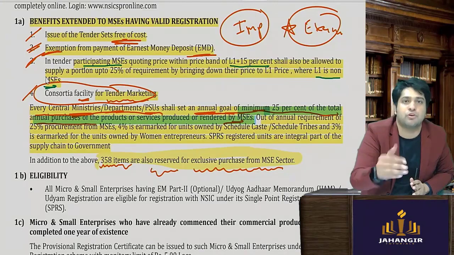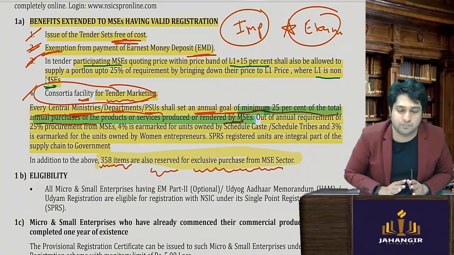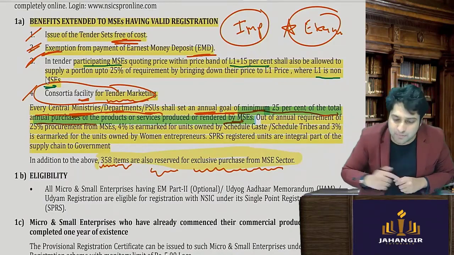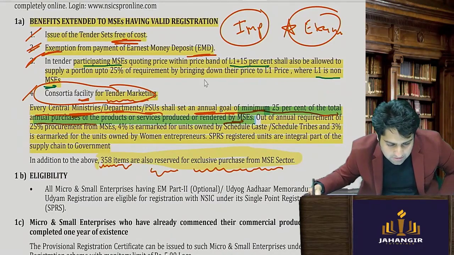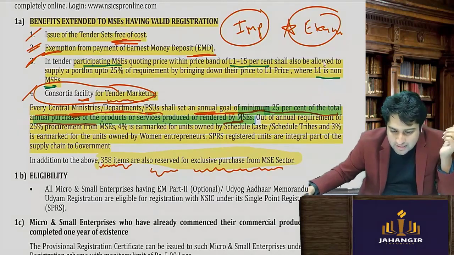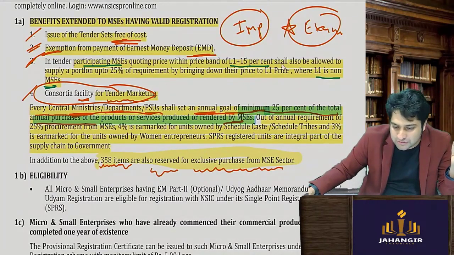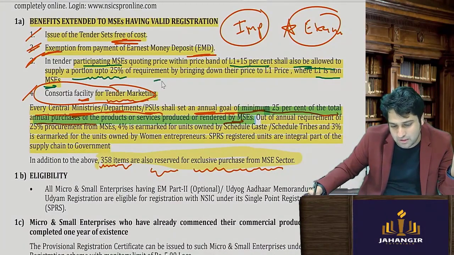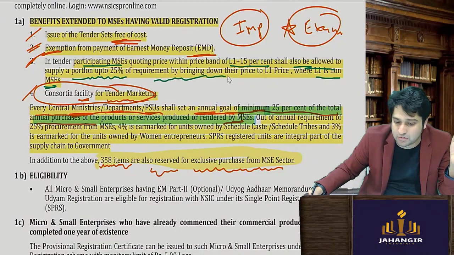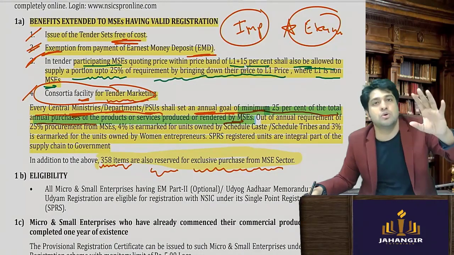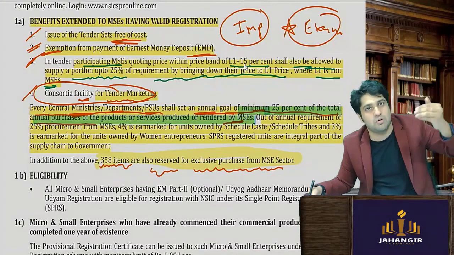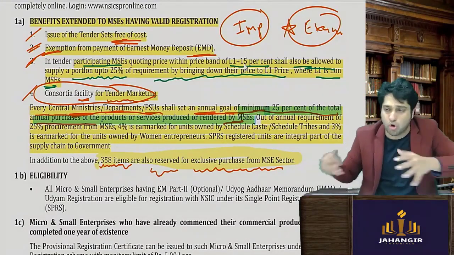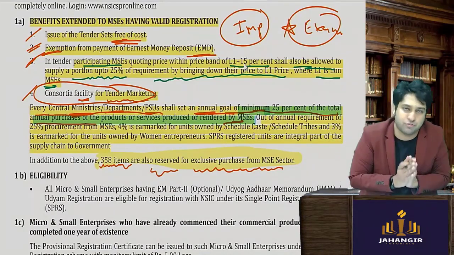So those MSME dealers who have quoted up to L1 plus 15% will be eligible, and we will say we will buy from you also, but at L1 price only, and not everything. We will purchase a certain amount. Those at L1 plus 15% shall also be allowed to supply a portion up to 25% of the requirement by bringing down their price to L1. So MSME will be allowed to participate up to 25% of the total purchases; 25% will be bought from you.